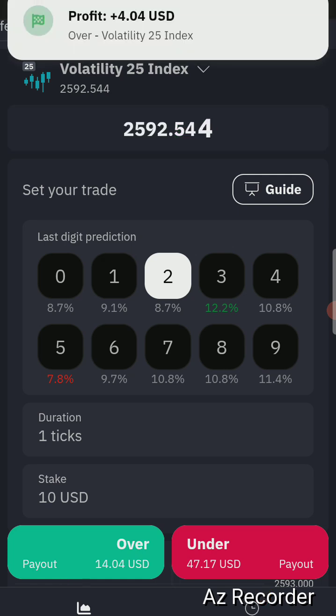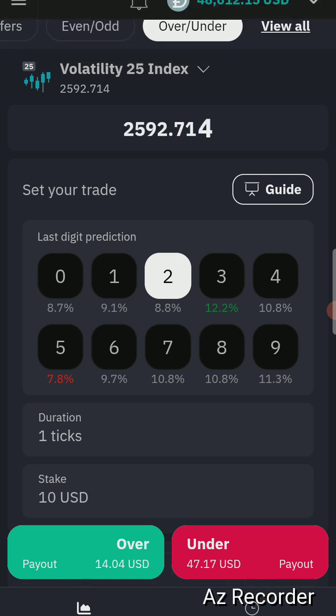So I've said the entry point is either digit 0, 1 and 2. You determine your entry points after analyzing the market. That's where you get your entry points. Have proper risk management.